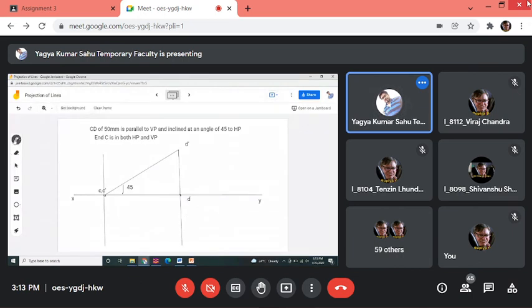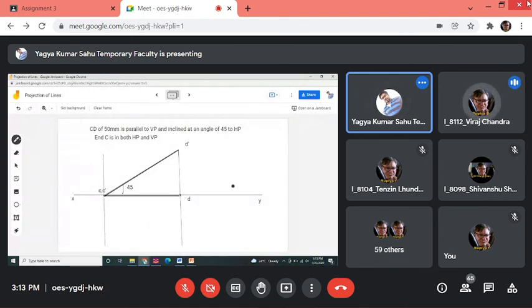Join CD and C dash D dash. Join CD like this. This is the front view. It will be top view. Easy.